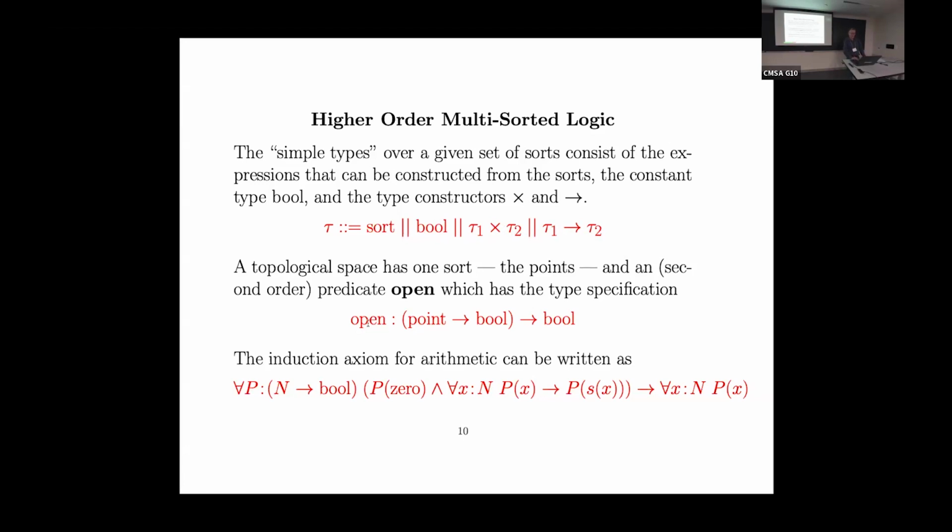So in a topological space, I have an open predicate which is going to take a set of points, a function which I can think of as a function from point to bool, and it's going to give me a bool. And that defines the signature of a topological space. It's open sets. It's open predicate.